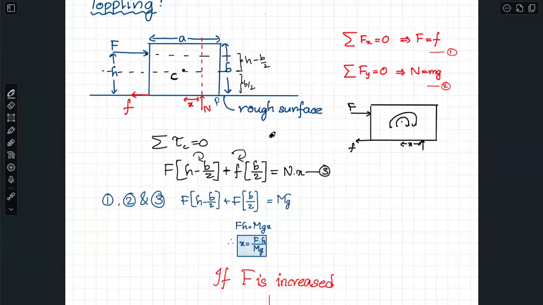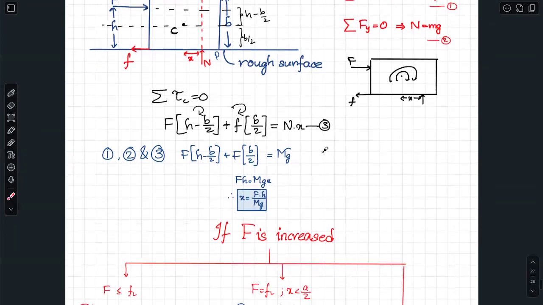Suppose the normal reaction is not passing through C. You have two options: the normal reaction may act in this direction or in this direction. Suppose the normal reaction is acting in this direction, what will be the nature of the torque contributed by the normal reaction? Already two clockwise torques are there, so you require one in the anti-clockwise sense. So therefore, the normal reaction will shift in this direction by a distance x.